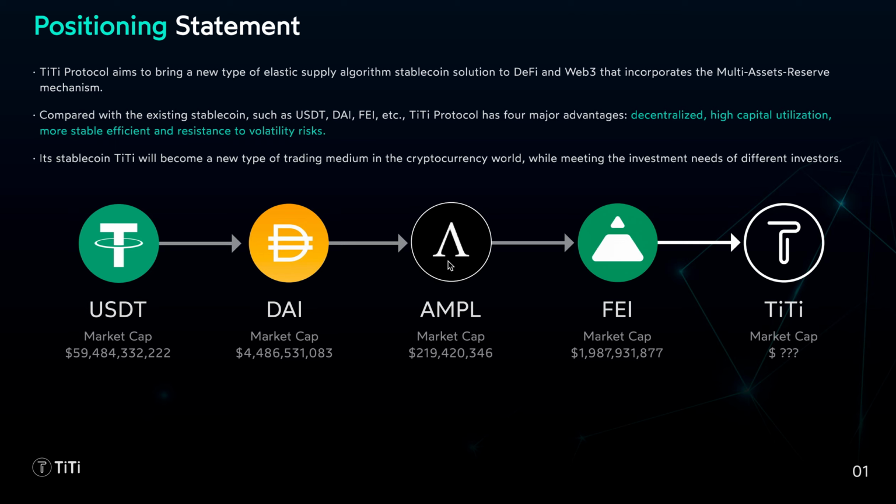In the first half of 2020, multiple elastic supply algorithm stablecoins surged up. All these stablecoins are very creative. However, their market performance and stability are not as expected. The past few months have witnessed some other stablecoin innovations, for example, Fei, Float, OHM, Reflexer. TiTi is none of the above. TiTi is a new paradigm of stablecoin design, an elastic supply stablecoin with multiple asset reserves and built on M-AMM.